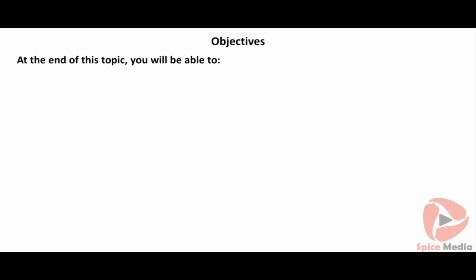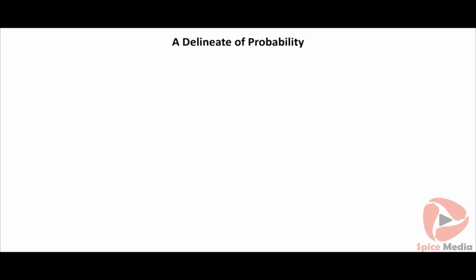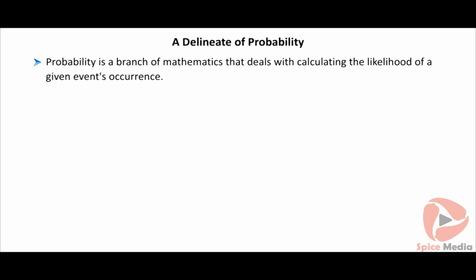At the end of this topic, you will be able to define probability, understand the terms in probability, and learn more about empirical probability. Definition of probability: Probability is a branch of mathematics that deals with calculating the likelihood of a given event's occurrence. Probability is a chance that something will happen.